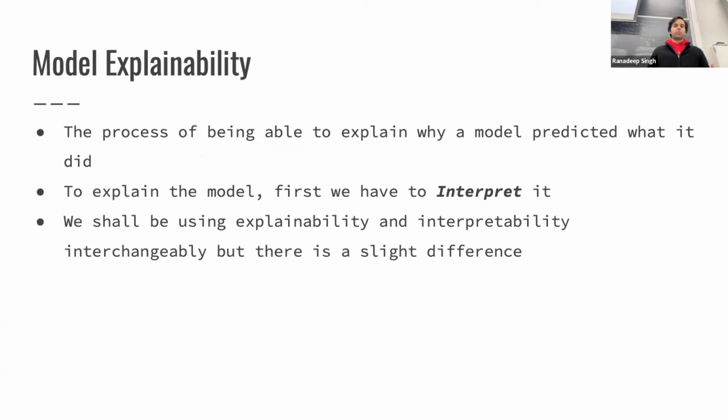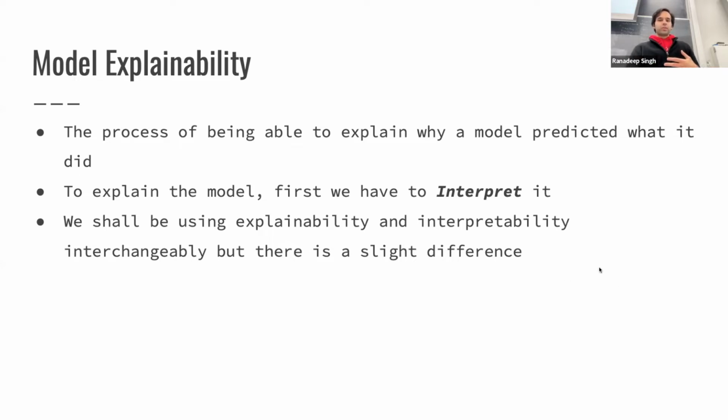So explainability is the process of being able to explain what the model predicted and why it predicted this. And to explain the model, first we have to interpret it. Both of these terms, interpretability and explainability, are used interchangeably, but there's a very slight difference. So let's look at interpretability. Before we do, explainability is you explaining why the model predicted what it predicted.